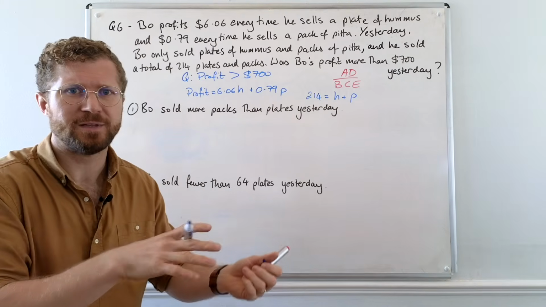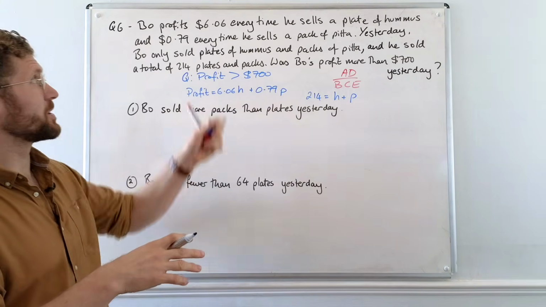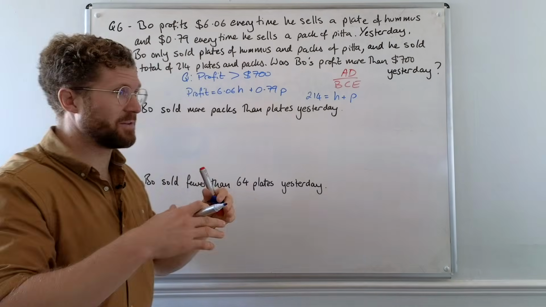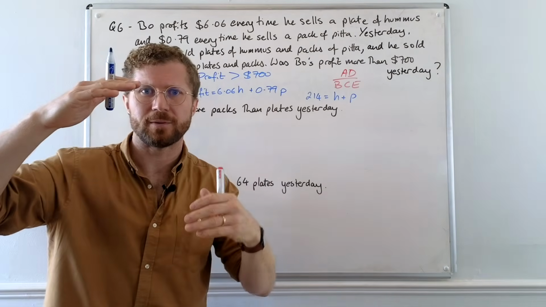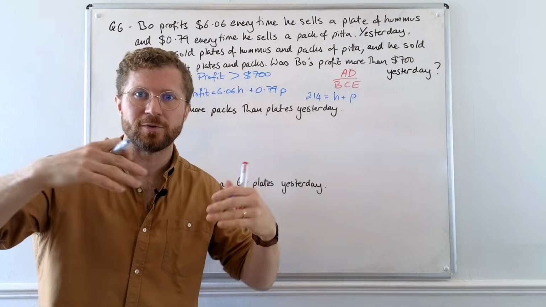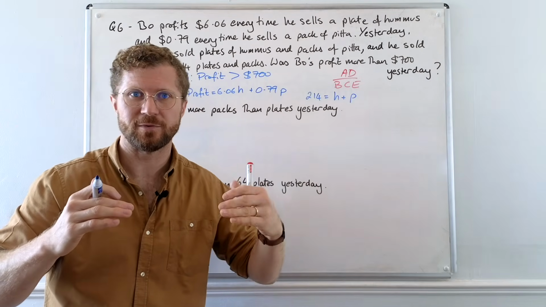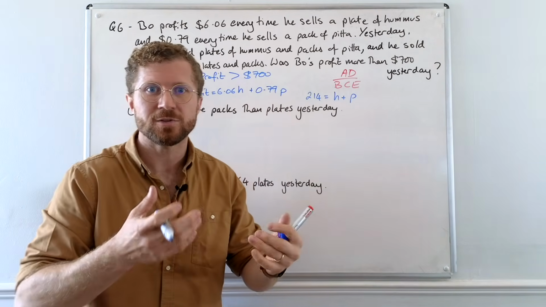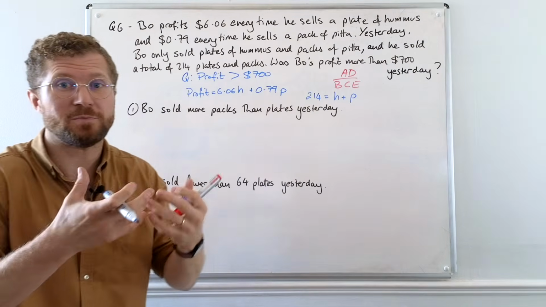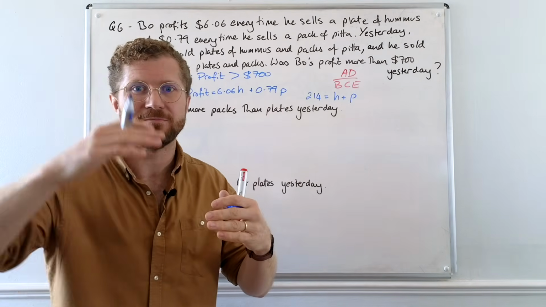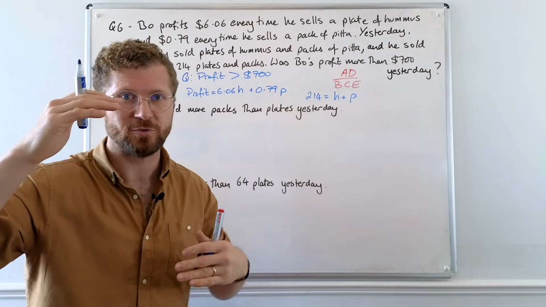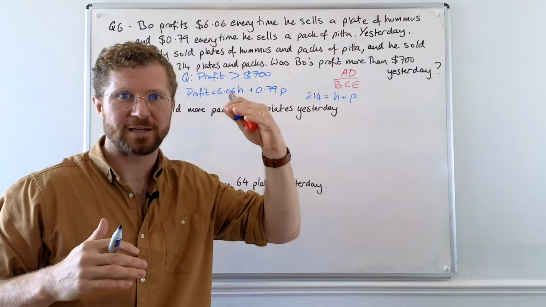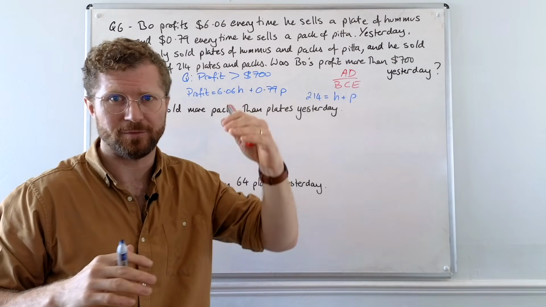Now that gives us some indication about what's going on in the question, because Bo makes more money for a plate of hummus than he does for a pack of pita. So every time the number of H's goes up and the number of P's goes down, then Bo's profit is going to increase. And every time the number of P's goes up and the number of H's goes down, Bo's profit is going to decrease. So there is going to be a maximum profit. Bo's biggest profit is when he's selling as many plates of hummus as possible and as few packs of pita. And the reverse, Bo's minimum profit is when he sells the most packs of pita and the minimum plates of hummus.